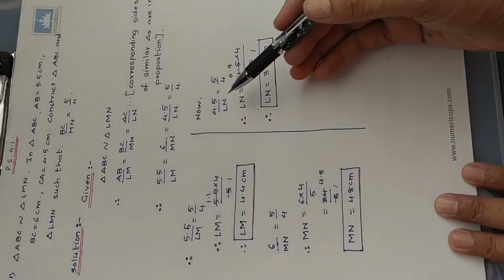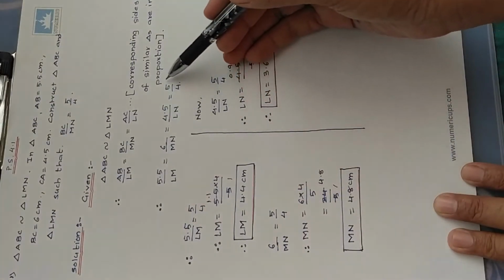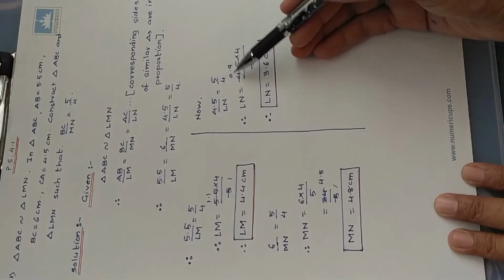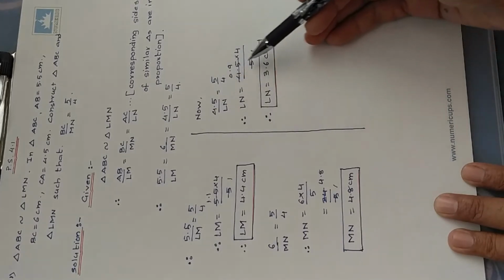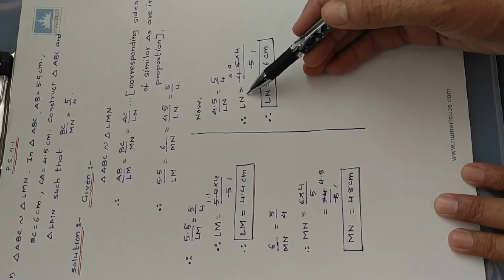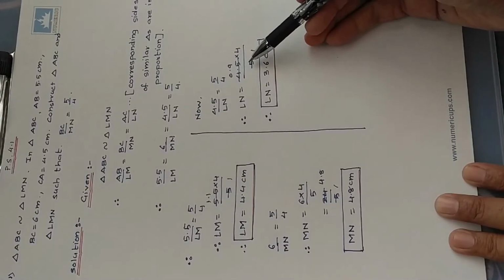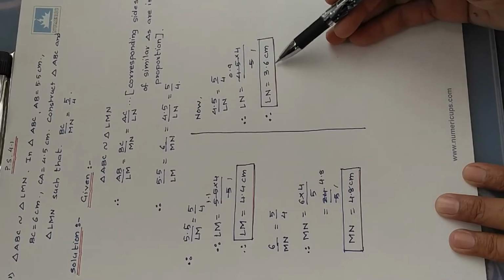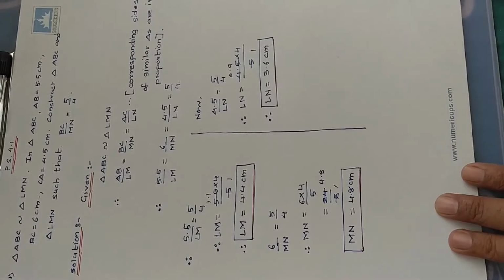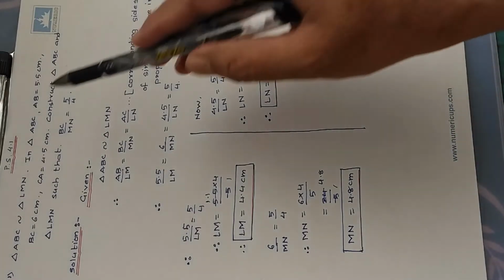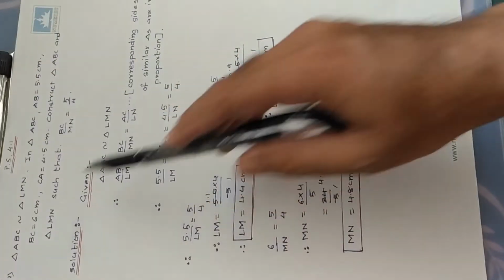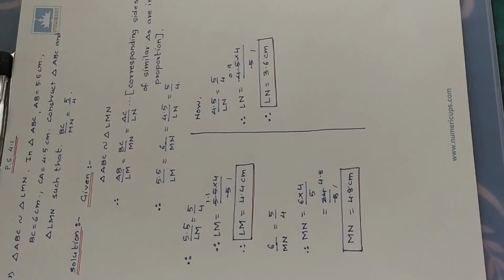Correct. Now let's go to the third part, that is 4.5 upon LN is equal to 5 by 4. Again cross multiply. So 4 into 4.5 upon 5 is equal to LN. If you cancel it out, 5 9s are 45, so it is 0.9 into 4, that is 3.6. So you got LN is equal to 3.6. So like this you got all the three sides of triangle LMN as well as triangle ABC. See here LM, MN and LN.